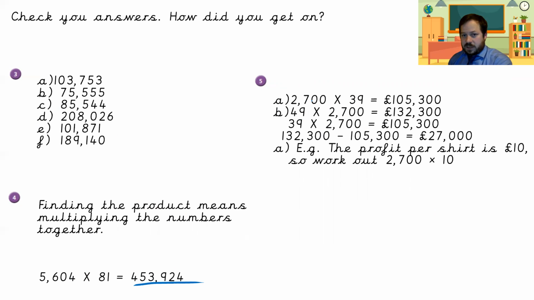One, when you're timesing 270 by 39 to find the answer here, then you're finding the difference. If it was 39 or 49, the difference is you need to work out this answer. And then after you found that, take the first one away from it, so you get the difference. And remember, difference is always a subtraction sum. And then the next part is the profit per shirt is £10. So work out 27 times 10. That would give you whatever the answer happened to be.